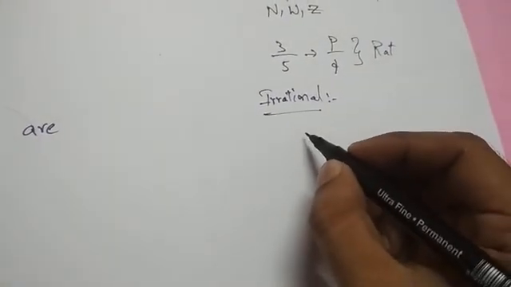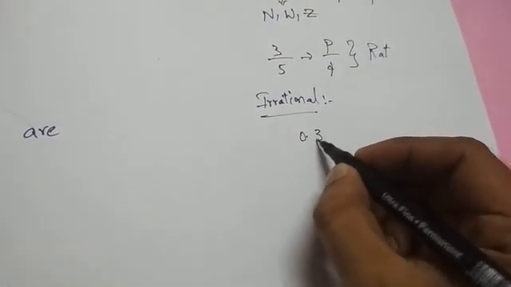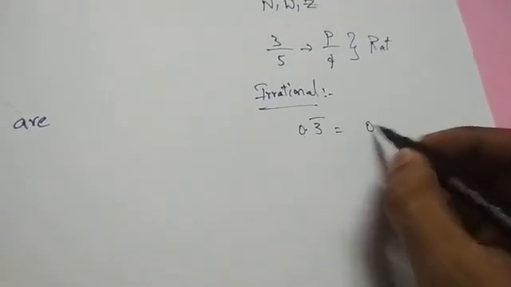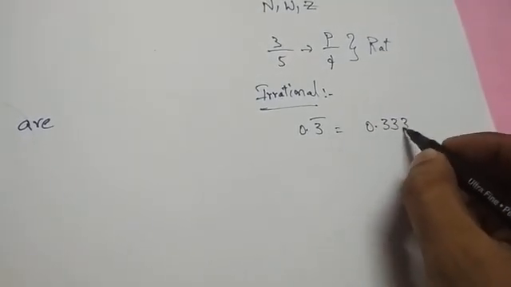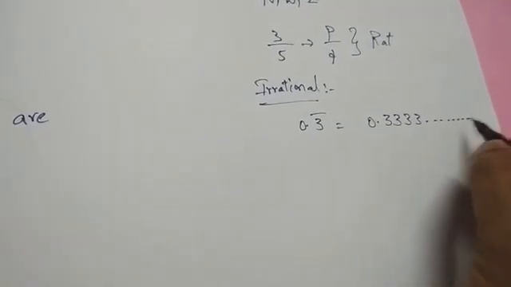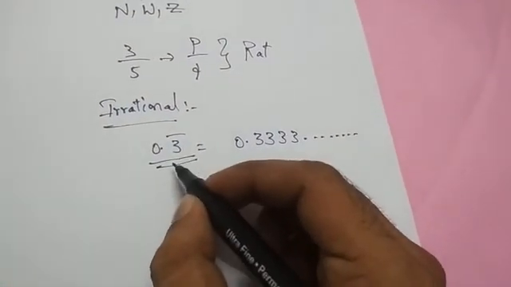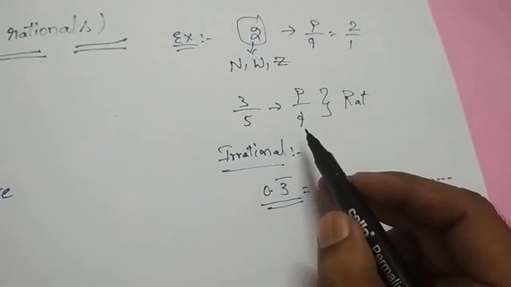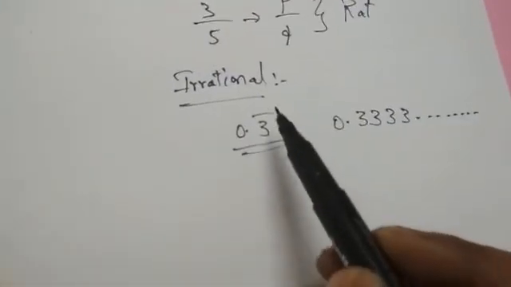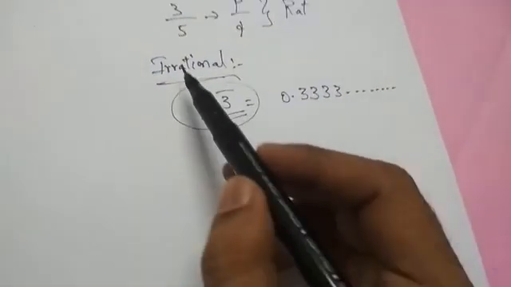Suppose there is a number called 0.3 bar. What is the meaning of 0.3 bar? 0.3333 and so on. It is not stopping. Like these numbers also we can convert in the form of p by q, that we are going to do here. Our target is the conversion of such a number in the form of p by q, that we are going to find out.